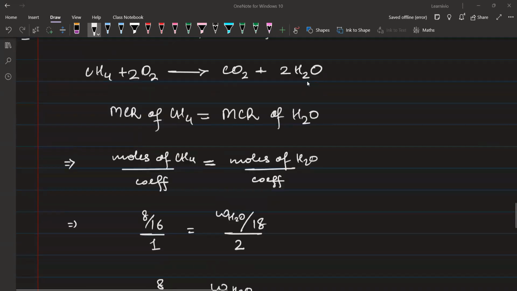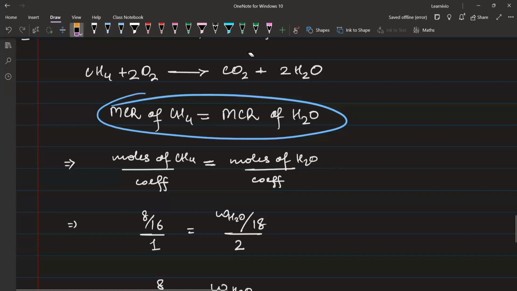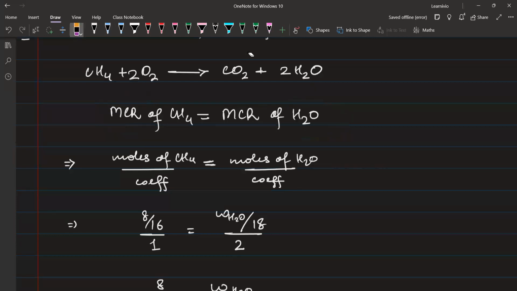Basically what I understand from my experience is that in 11th and 12th standard, more in 11th standard, students, the majority of the time, have difficulty in starting the question. And it is very easy to start the question if you remember this: moles of reactant is equal to moles of product.